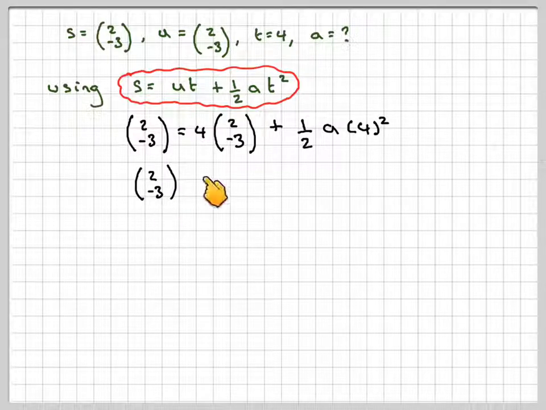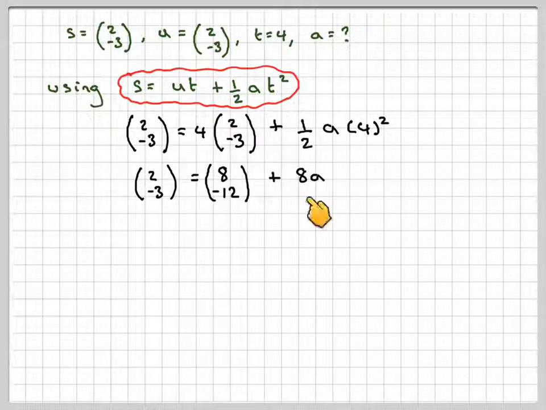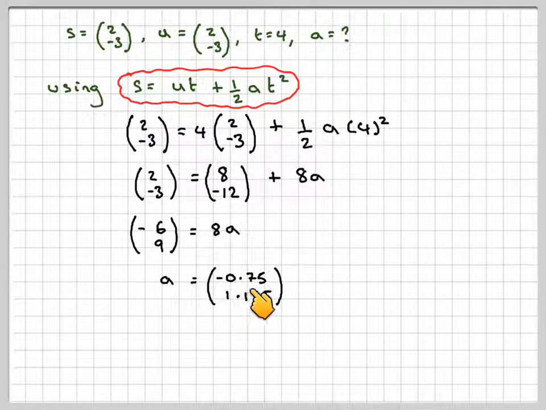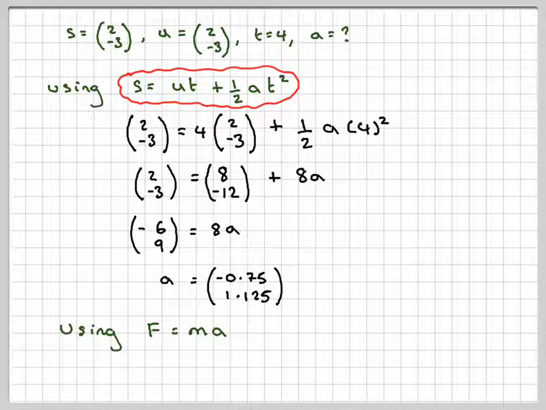Okay, so that's going to give me (2, -3) is equal to (8, -12) plus 8a, that's 16 divided by 2. And now subtracting this vector, we're going to get -6, and then -3 plus 12 will give 9, is equal to 8a. That will give the acceleration as (-0.75, 1.125).